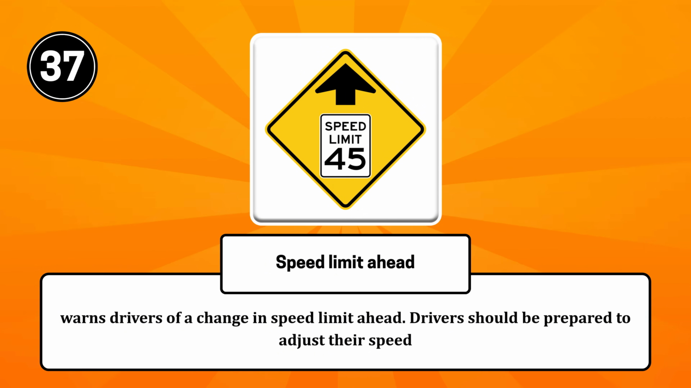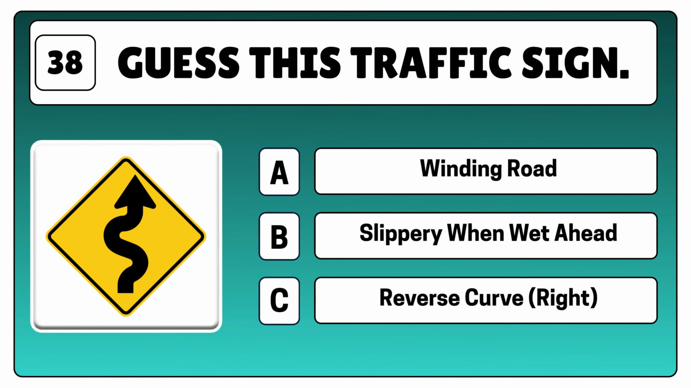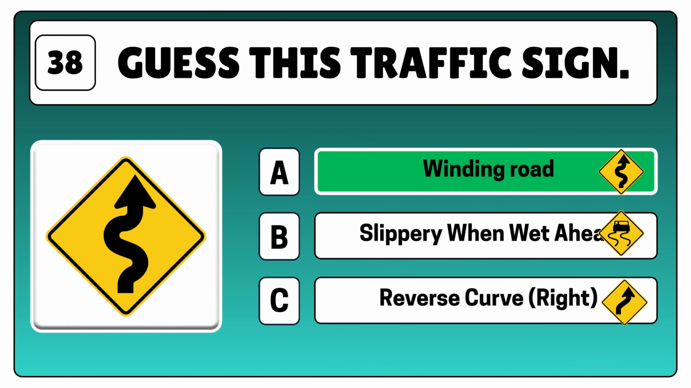The speed limit ahead sign warns drivers of a change in speed limit ahead. Drivers should be prepared to adjust their speed. Guess this traffic sign. Excellent. This is the winding road sign.